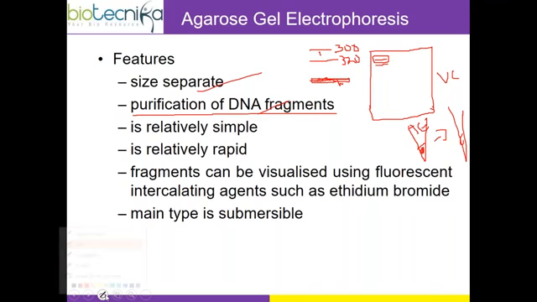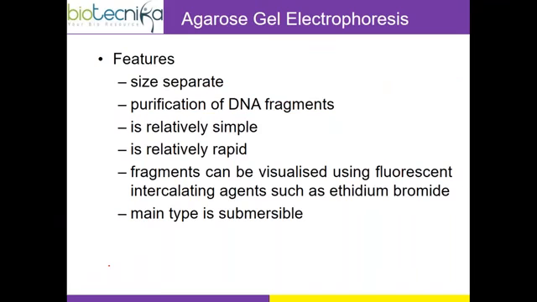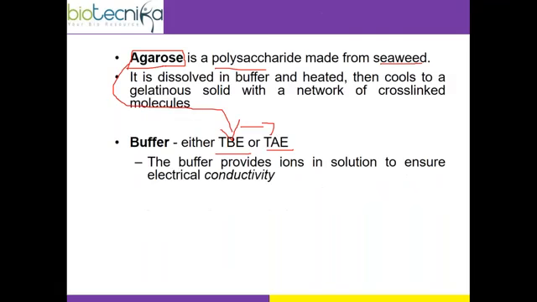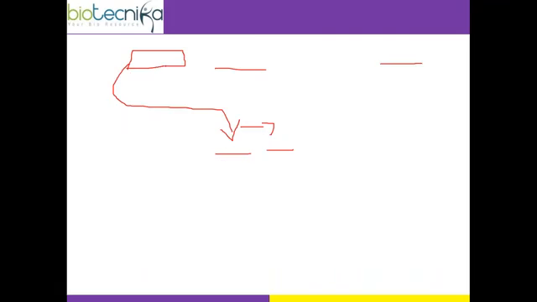Moreover, this method is very simple. Yes, Sweta, very good, and relatively very rapid. Fragments of the DNA can be visualized just by using a fluorescent intercalating agent like ethidium bromide. And mostly this method is a submersible method.